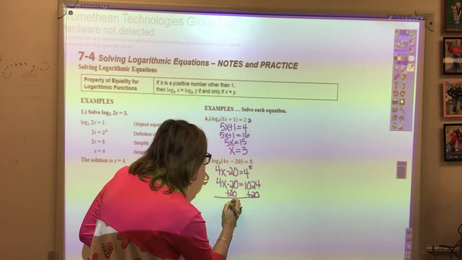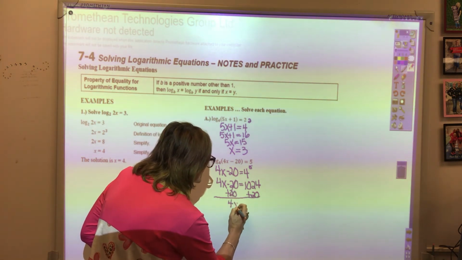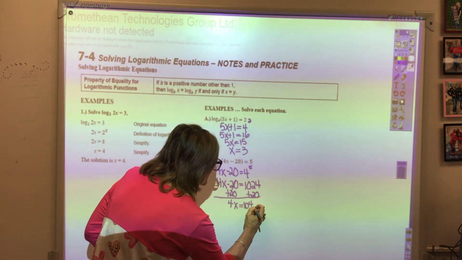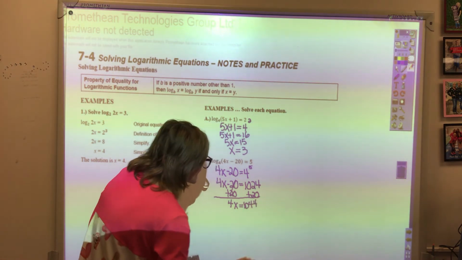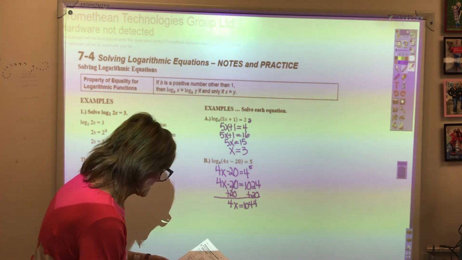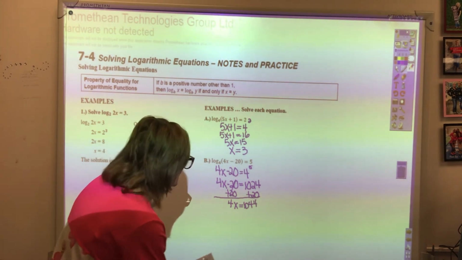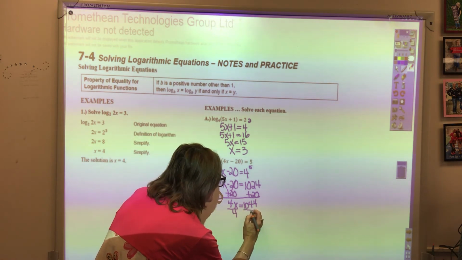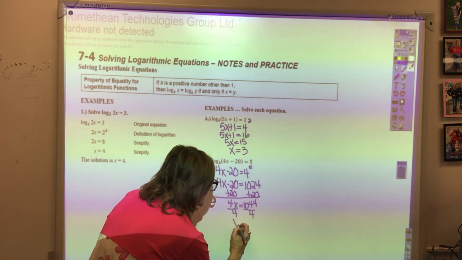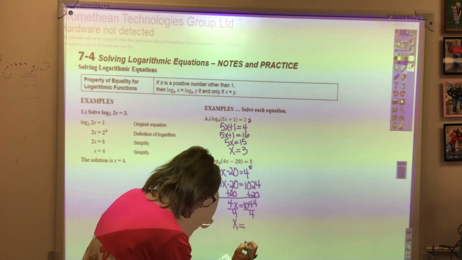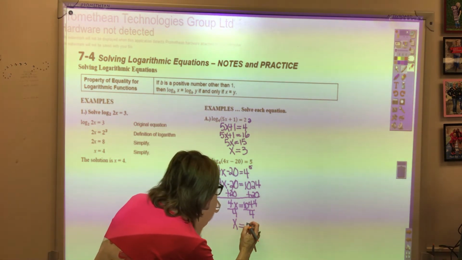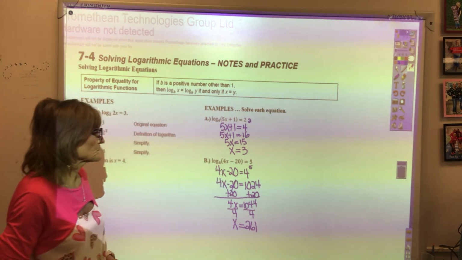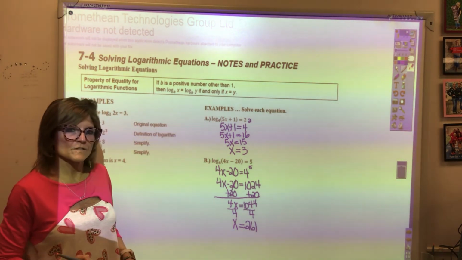I'm going to show the work on this one since it's a little bit bigger problem. So we'll have 4x equals 1044. I'm sorry about my writing. 4x equals 1044. Divide both sides by 4. And x will equal, I believe it's 261. Okay, there's our first two examples.